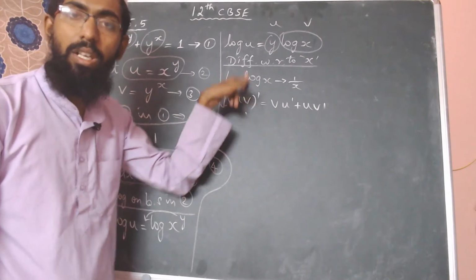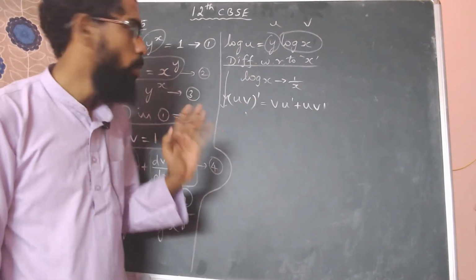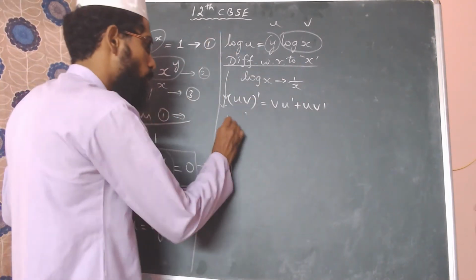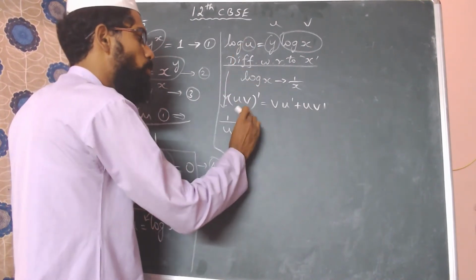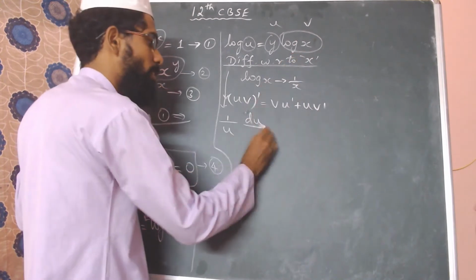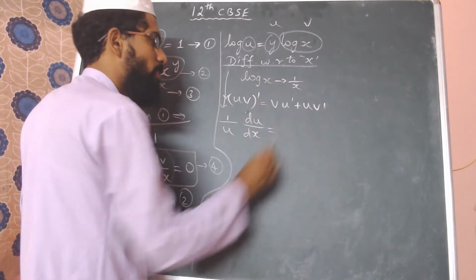The derivative of log x is 1 by x. So the derivative of log u is 1 by u. But what did I differentiate? I differentiated u, so it is du with respect to x, du by dx.